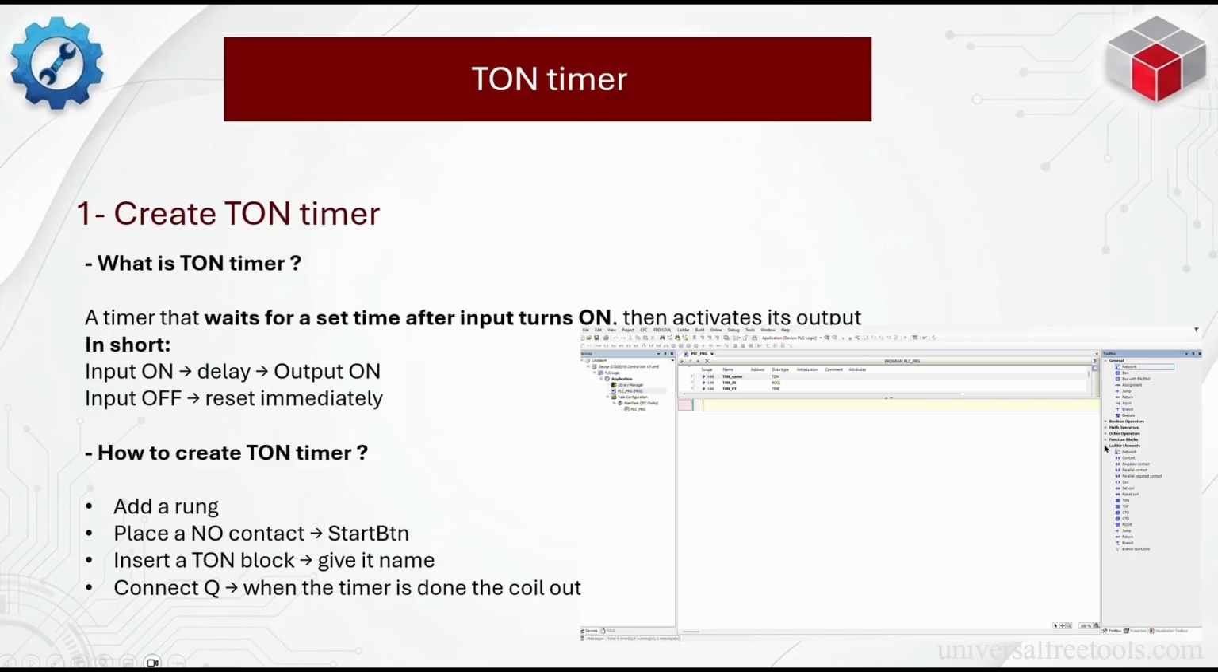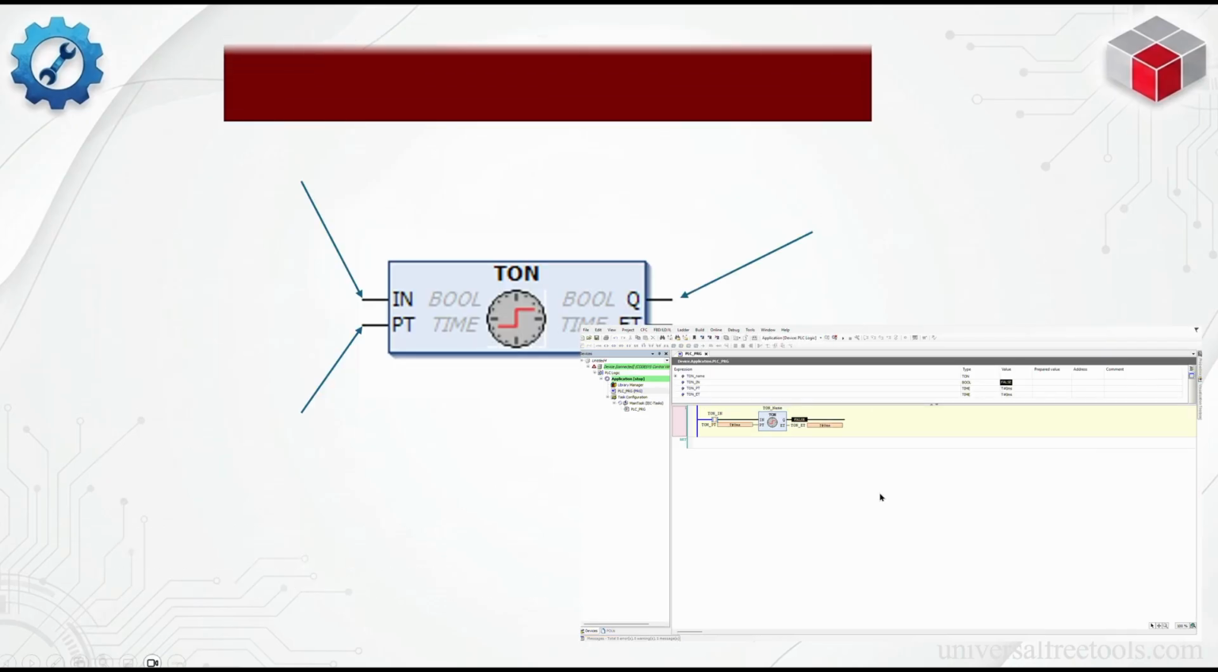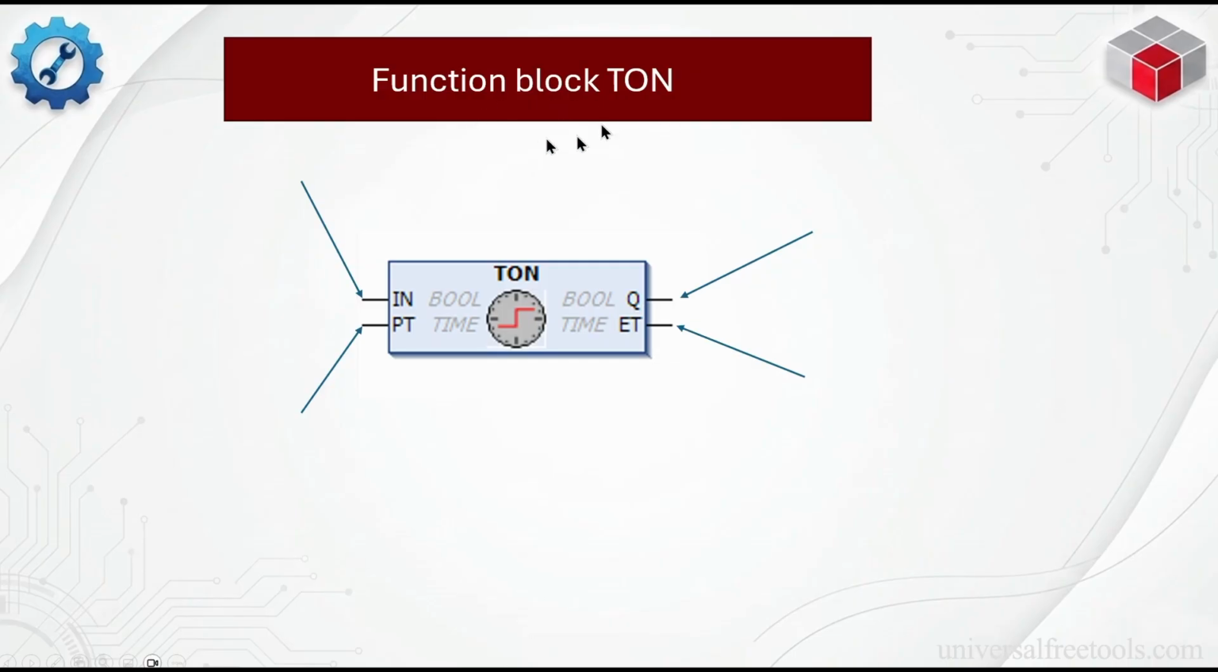How to build it. Now, if you're setting this up in your logic, here's the 4-step workflow. First, add a new rung to your program. Second, place a normally open contact and assign it to your trigger. Let's call it Start Button. Third, insert the TON block itself and give it a unique name so the system can track its data. Finally, connect your output coil to the Q pin. Once that timer finishes its countdown, that Q output will flip from a 0 to a 1, and you're good to go.